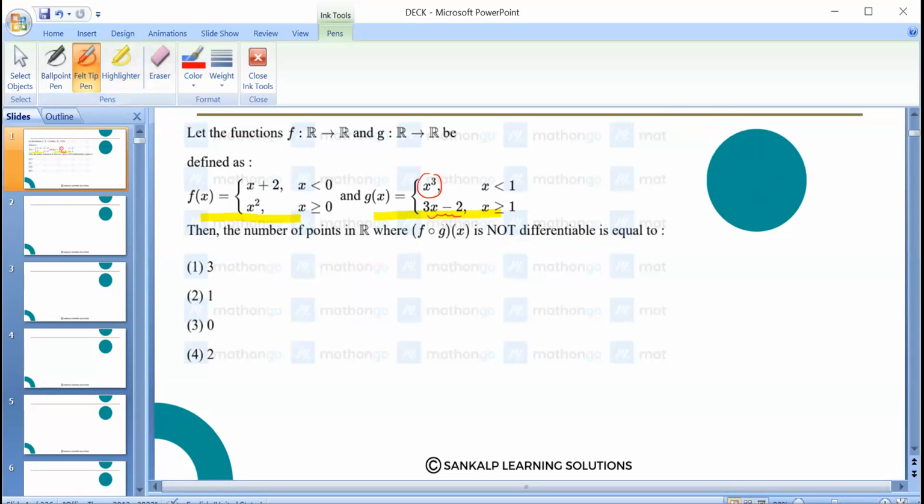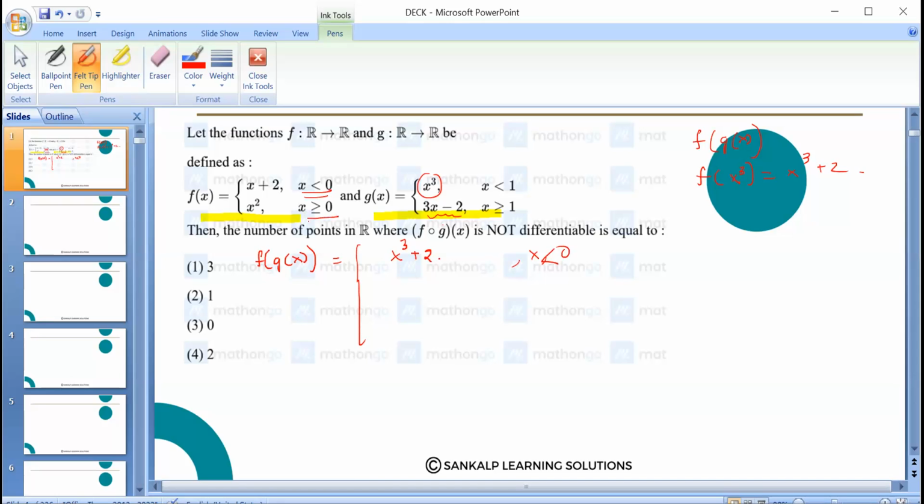So first, I am making the piecewise function f of g of x. I have to take x less than 0 because that is the domain of f. So when x is less than 0, g of x is x cube, and f of x cube is x cube plus 2. So first piece, I will write like this.